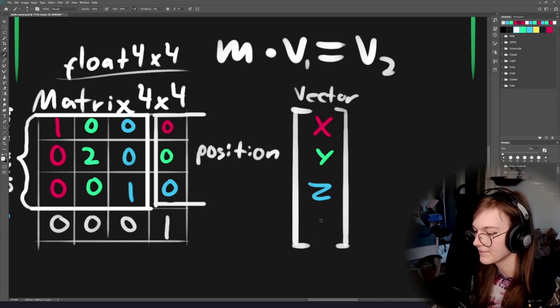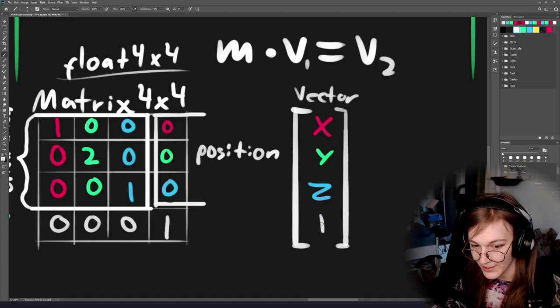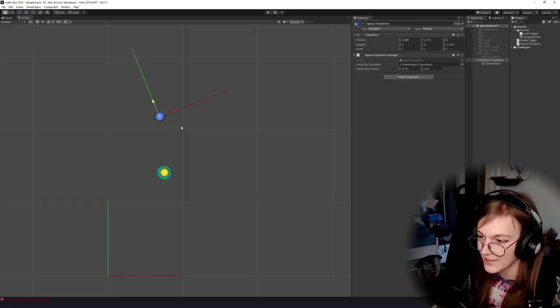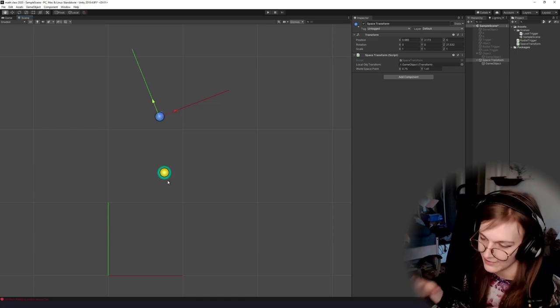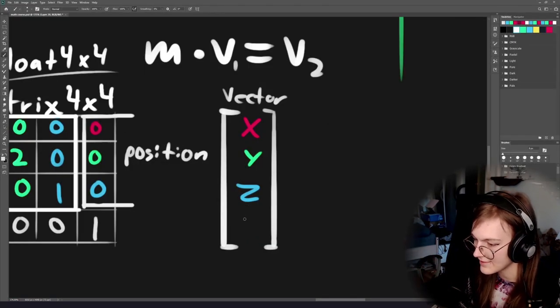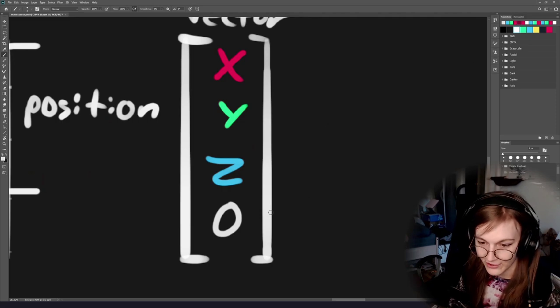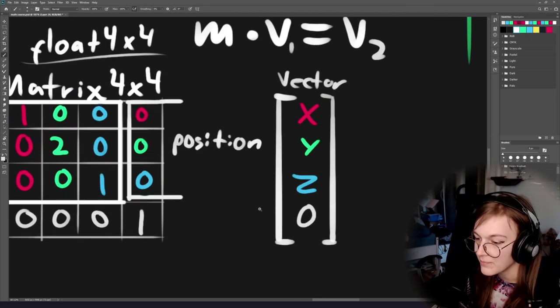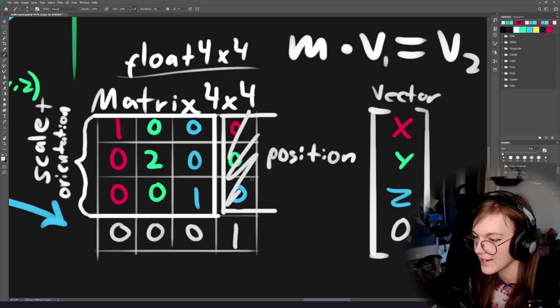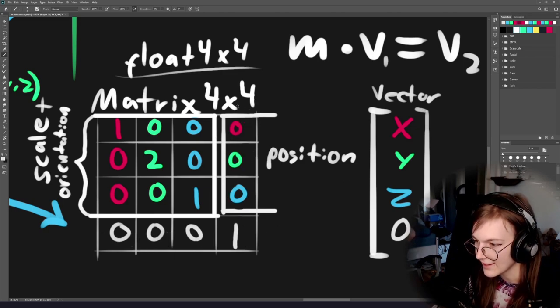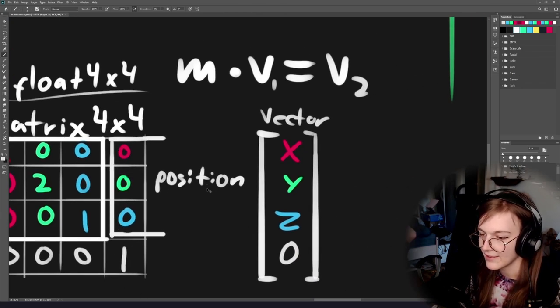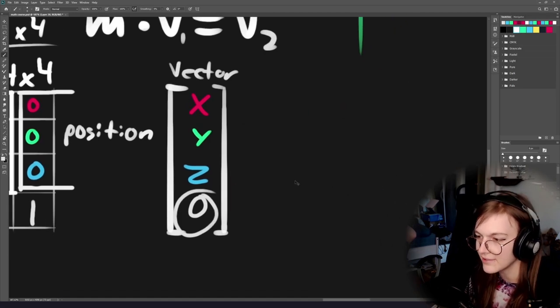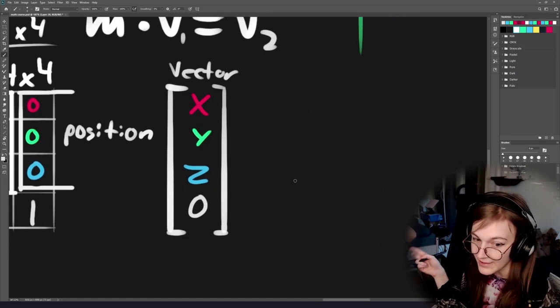So if W is 1, you are transforming a point, as in that's the stuff that we did here. We have a point in world space, and then we want to transform that to a point in local space. If W is 0, you're going to transform the vector. And what that means is that it's not going to take position into account. Position is going to be discarded. None of this is going to matter. It's only going to take the rotation into account. So if this is 0, then you're transforming only the direction.